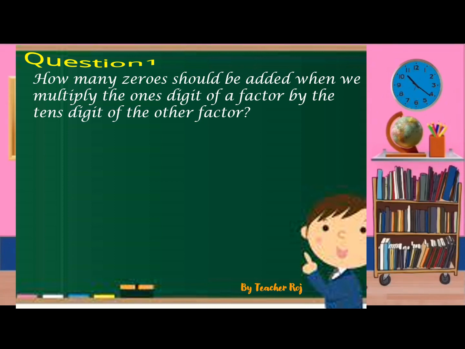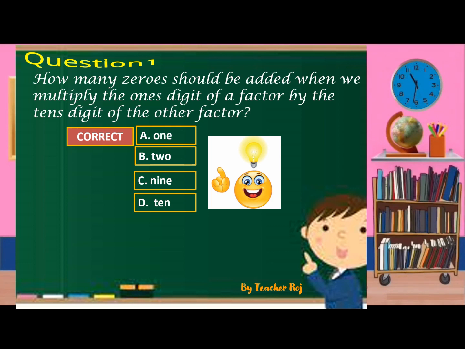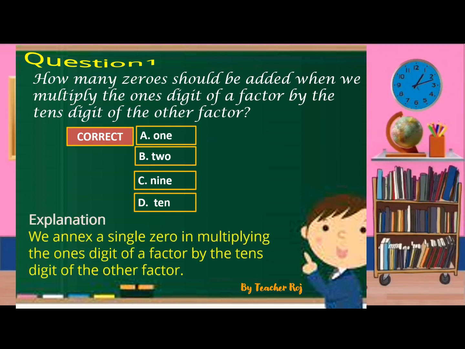How many zeros should be added when we multiply the ones digit of a factor by tens digit of the other factor? A1, B2, C9, D10. Okay, and the right answer is A1. We annex a single zero in multiplying the ones digit of a factor by the tens digit of the other factor.